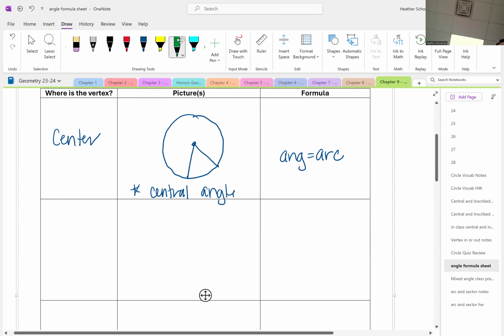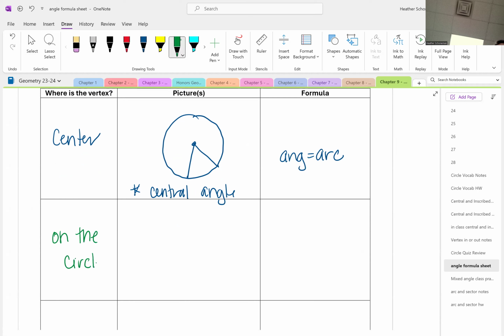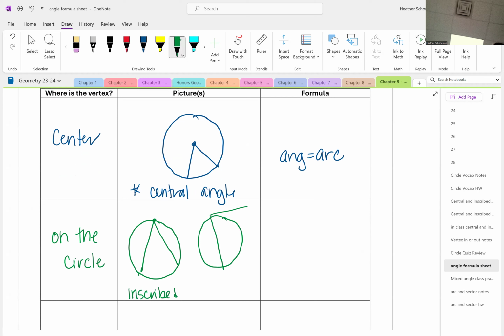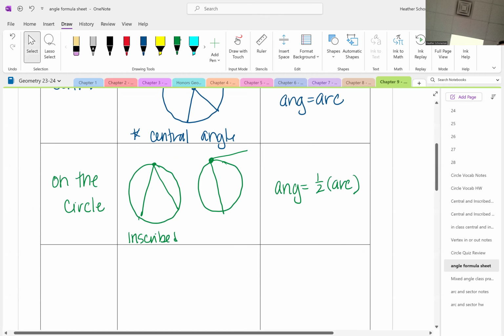The next option we have is when it is on the circle. So we had a picture that looked like this. This one is inscribed. We also have pictures that may look like this, that's not two chords, but like a chord and a tangent, but still the vertex is right there on the circle. And when that is the case, the angle equals 1/2 of the arc.